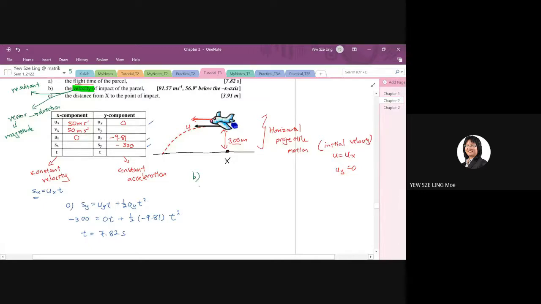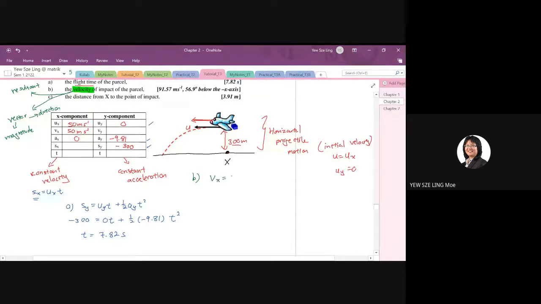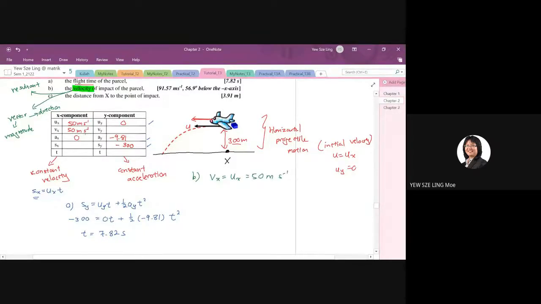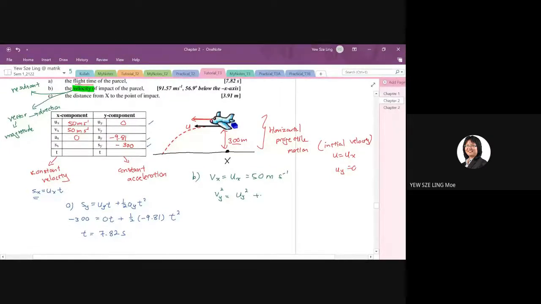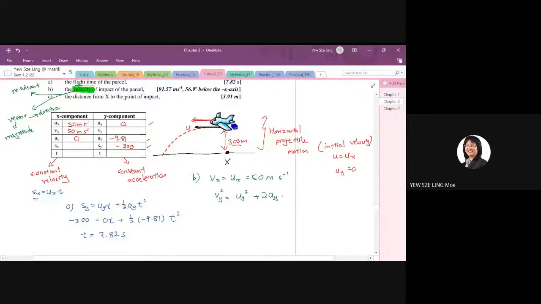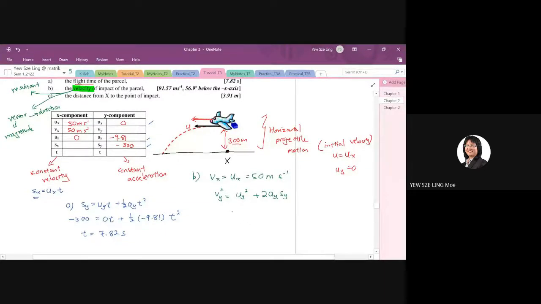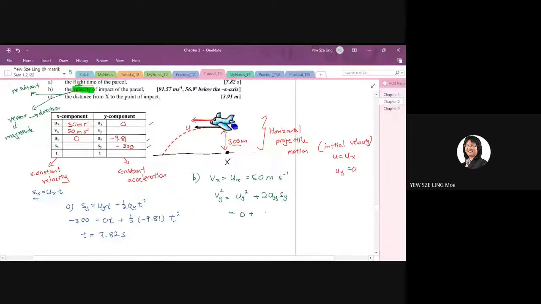Based on the table, I have Vx equals to Ux, which is equal to 50 meter per second. So now my task is to find Vy. We have Uy, Ay, Sy in the table, so we can use them to find Vy. So Vy squared equals to Uy squared plus 2 Ay Sy, which is then equal to 0 plus 2 times negative 9.81 times negative 300.